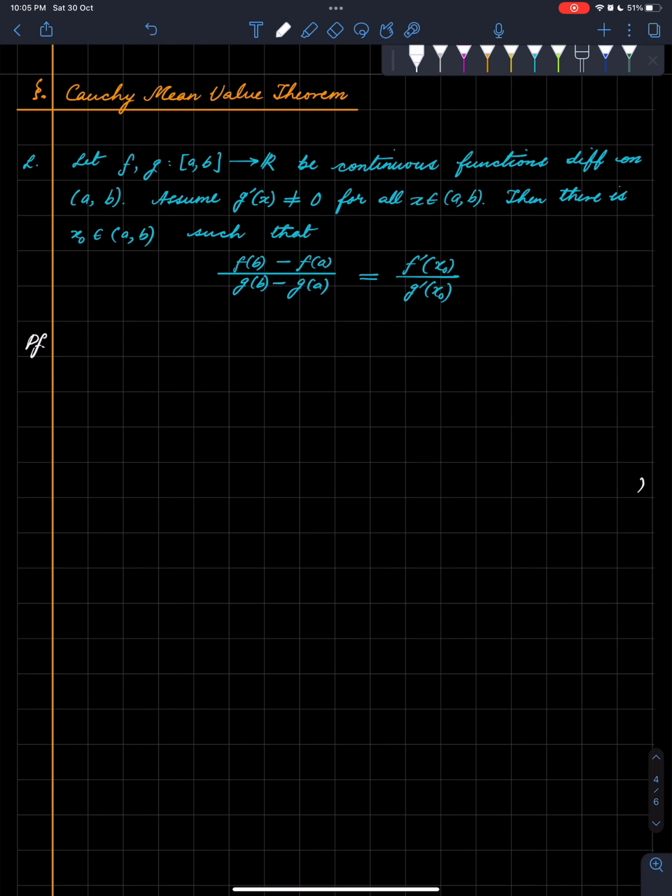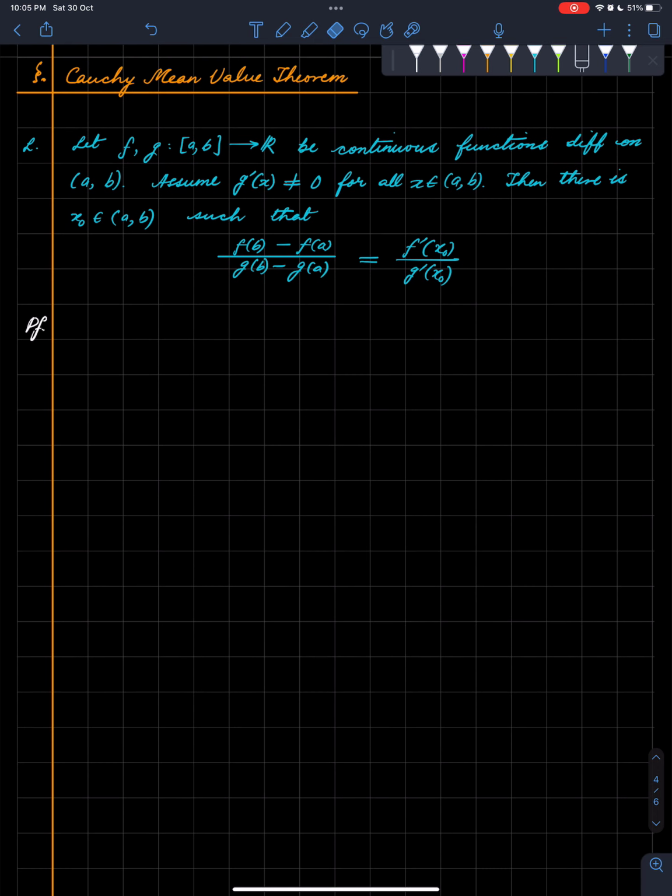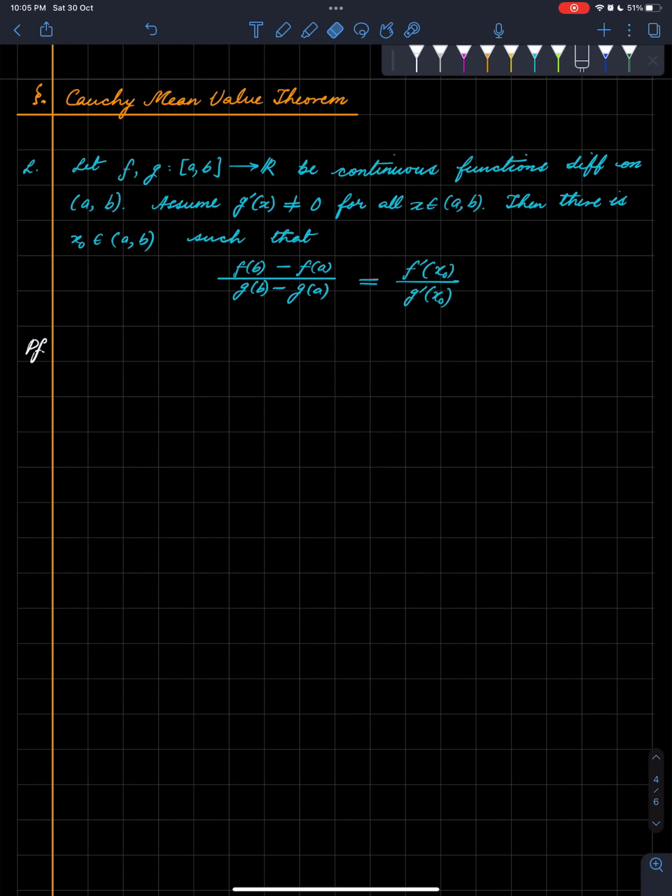Okay. Now for the very interesting generalization of it, which is called Cauchy's mean value theorem. Again, this time we have two functions defined on that interval, which are continuous and differentiable in this range. Assume that the derivative of g does not vanish anywhere in this range, then the claim is that there is some point in this range such that this happens.